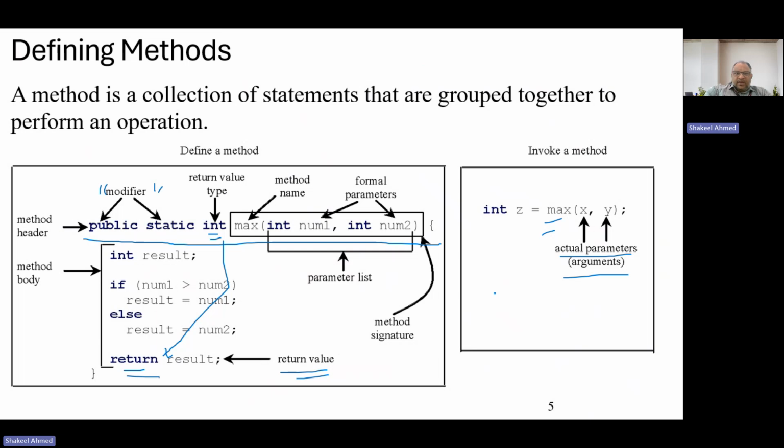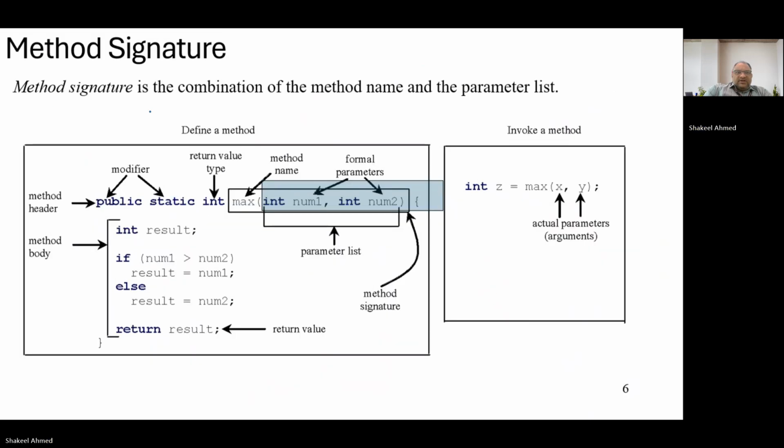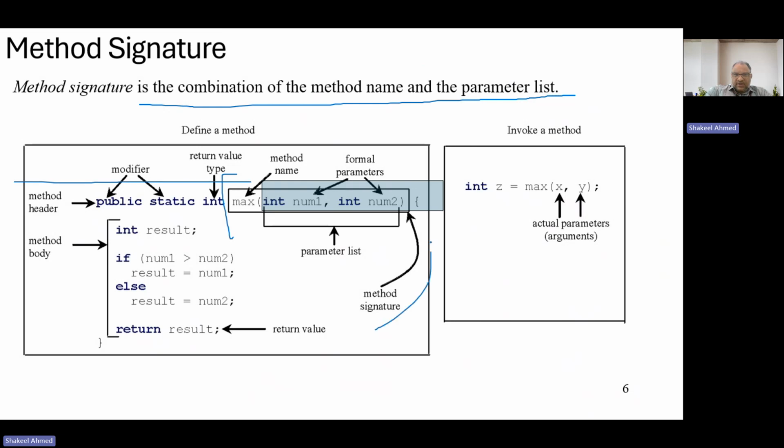Okay. So method signature is the combination of the method name and the parameter list. So this one is called a method signature. From here to here is a method signature, and this one is the method header. So this is the method header, and this one is called a method signature. So what it has is the method name. So method name is here, and the parameter list. So you are having the parameter list. So the other things remain the same.